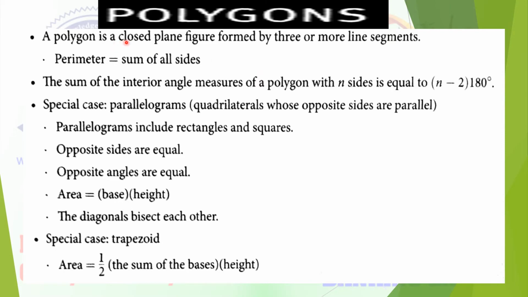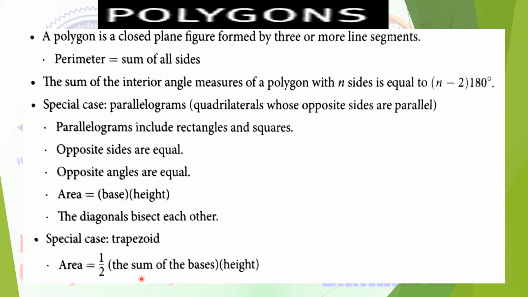So a polygon is a closed plane figure formed by three or more line segments. Okay, that is called a polygon. So the perimeter of the polygon, how to find it? Sum of all the sides. Sum of all the sides, you will get the perimeter of the polygon.